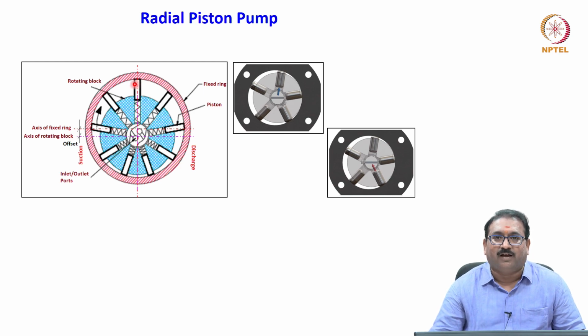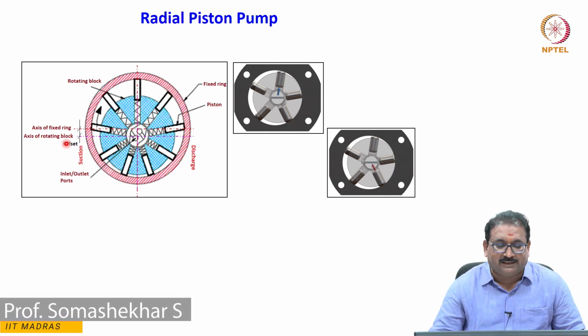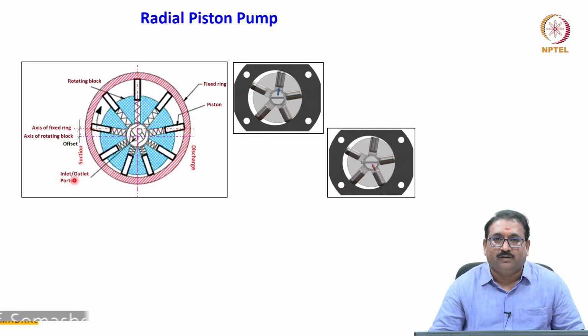The pistons are always in line with the fixed ring. Please understand this, friends: the axis of the fixed ring is the outer one, where the pistons are always in contact during rotation, and the axis of the rotating block is offset. Also you will note the inlet and outlet ports are at the middle. When it rotates, during the half revolution the pistons will come out. Coming out means oil will be sucked in during this half.